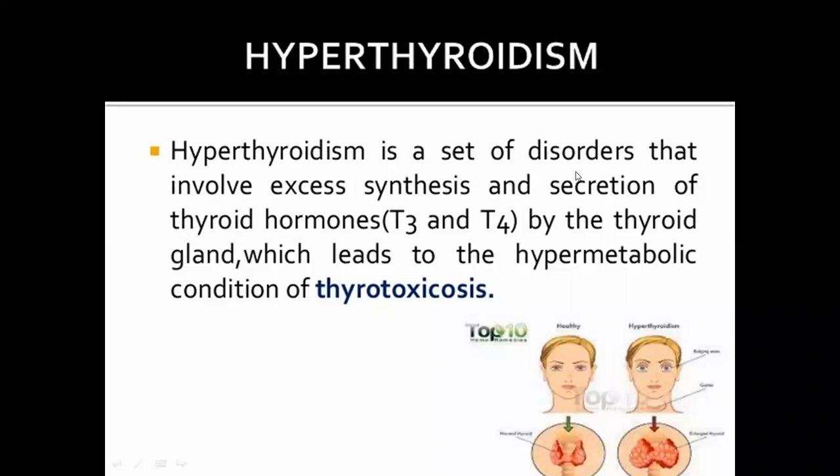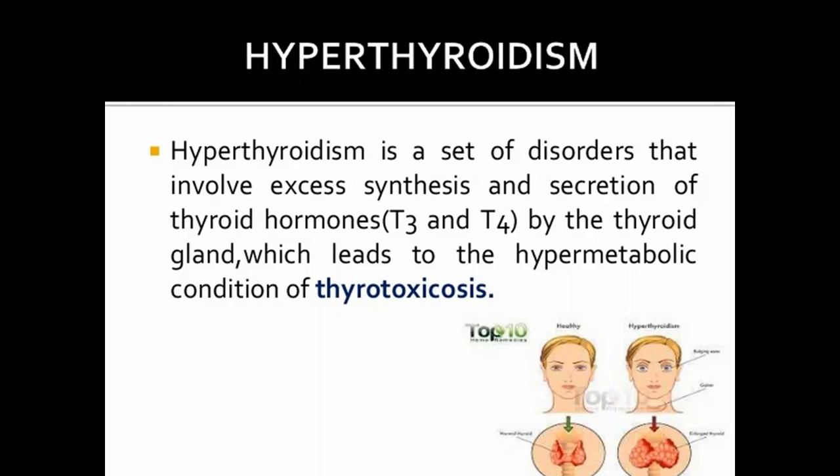So this clinical condition occurs due to excessive secretion of thyroid hormone, and the disorder is known as hyperthyroidism. Hyperthyroidism is a set of disorders that involve excessive synthesis and secretion of thyroid hormones such as T3 and T4. The main hormones related to thyroid are T3 and T4. The thyroid gland also secretes another hormone, calcitonin, which has an important role in calcium regulation. So by increased secretion of T3 and T4, the disorder occurs. It leads to a hypermetabolic condition, known as thyrotoxicosis or hyperthyroidism.